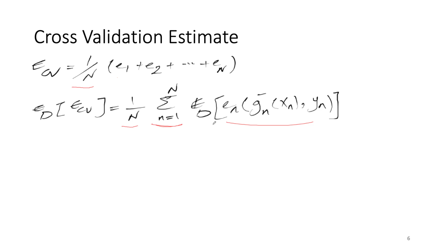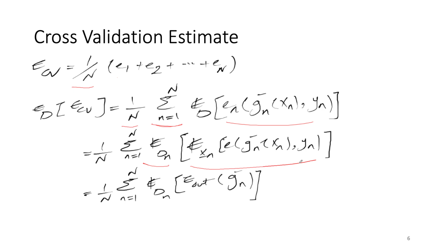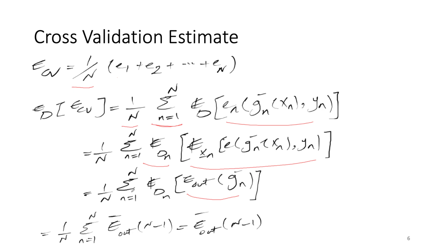So now, this would be equal to 1 over n summation of n from 1 up to n of E_D, right? E_D of e_n because of that, and then you have the rest here. And finally, you have this value, which was equal to the test error E_out of g_n, right? And 1 over n of the summation of all of these expected values becomes the E_out on average, right? This is the bar on that.